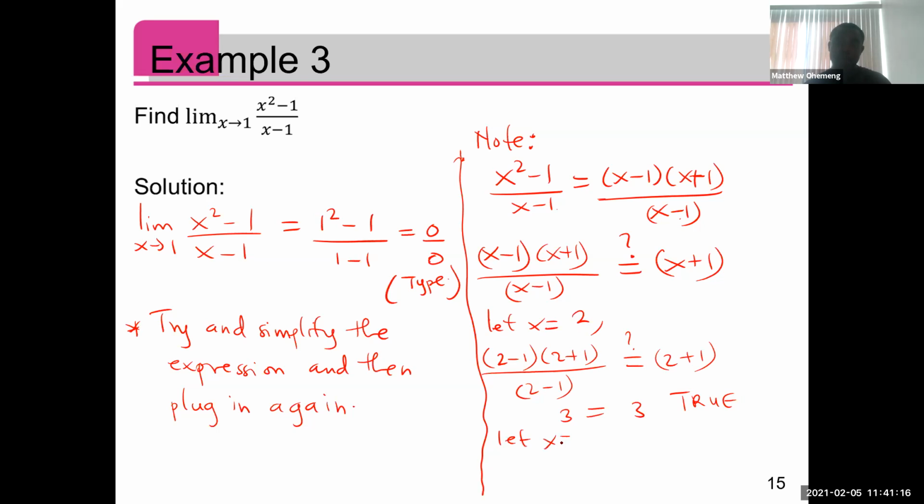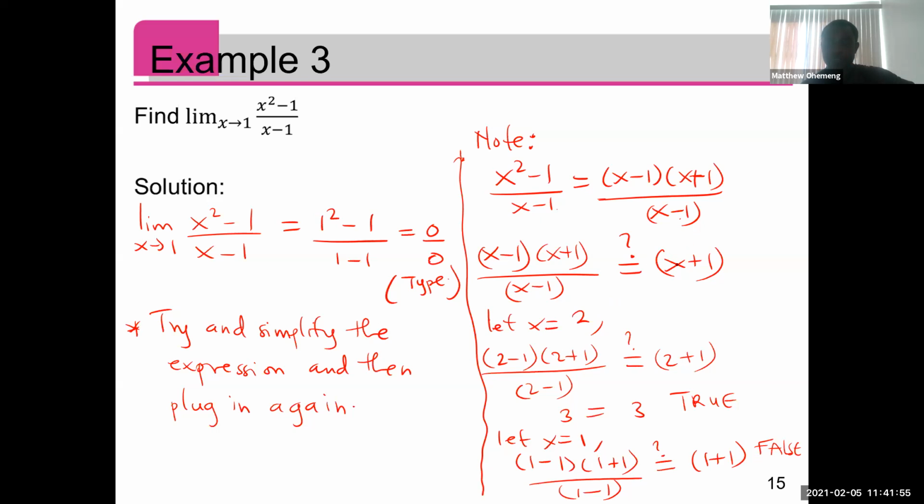But if I let x equal to exactly this point, 1, what will happen? I'll be getting 1 minus 1 times 1 plus 1 over 1 minus 1. And is that equal to 1 plus 1? Well, for this side, you get 0 times 1 plus 1 over 0. And you can't cancel out the 1 minus 1 over 1 minus 1. You can't cancel out zeros when you're in the fraction. So in this case, it's false. They are not equal, right? So it fails if you're looking at the point where this s minus 1 is 0. Are you okay? So that's why they are not equal.